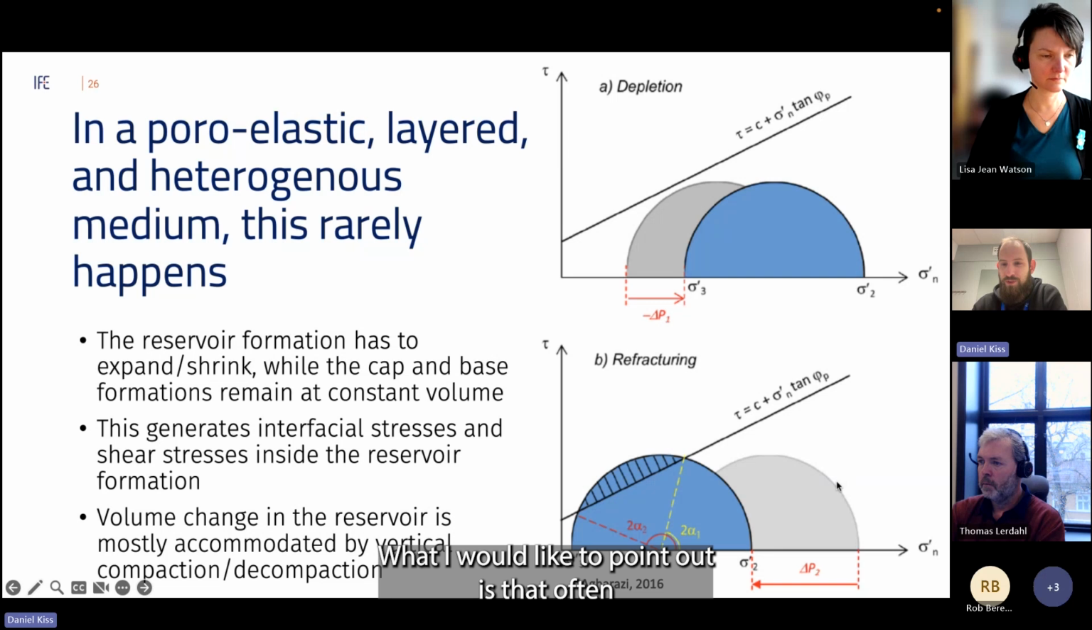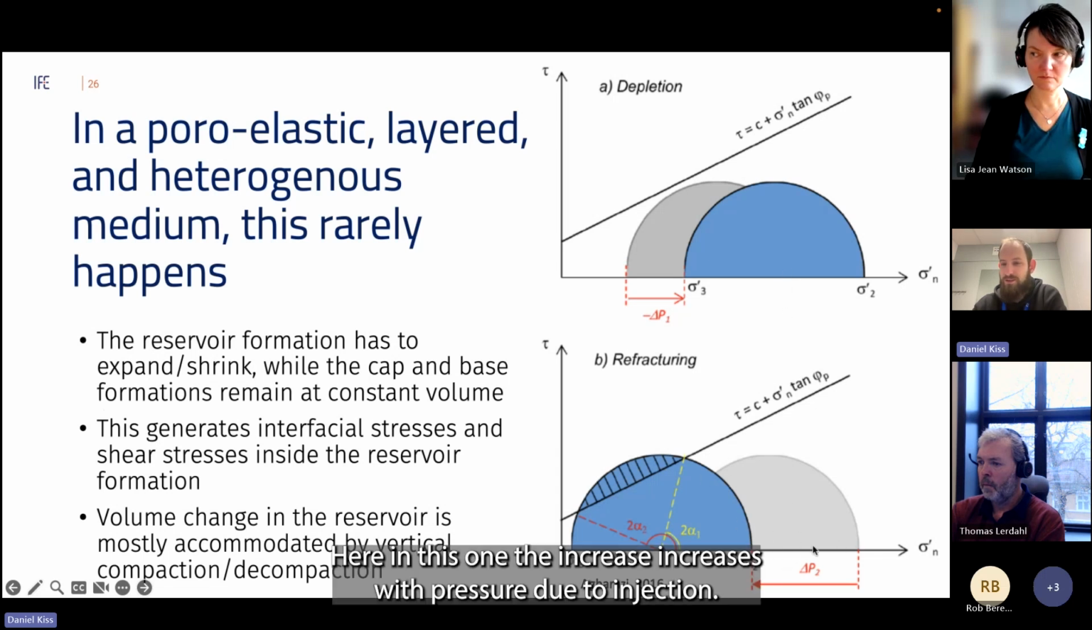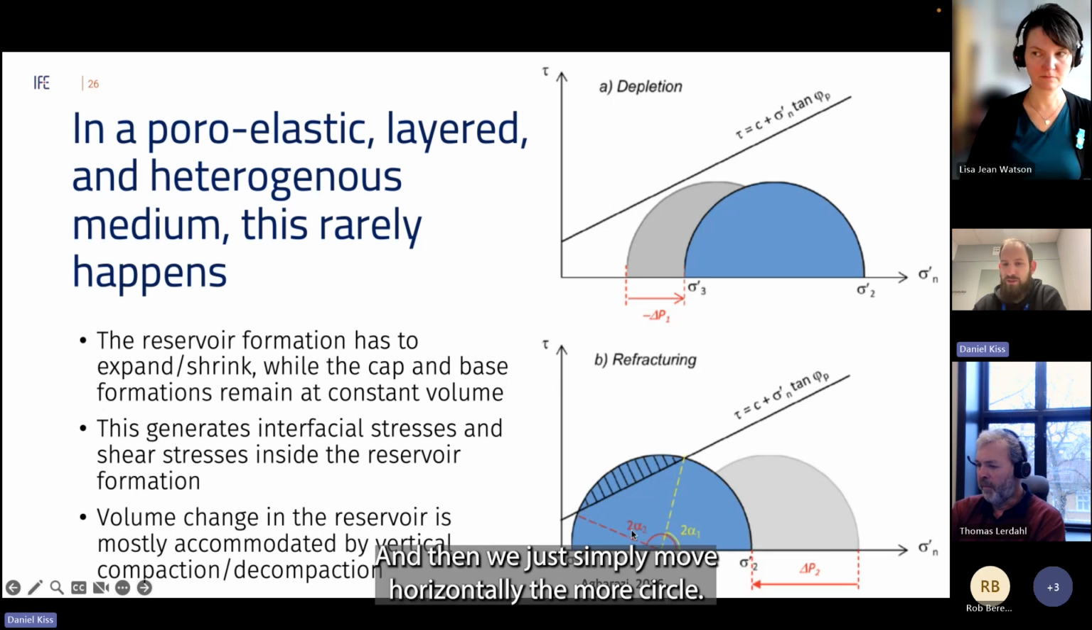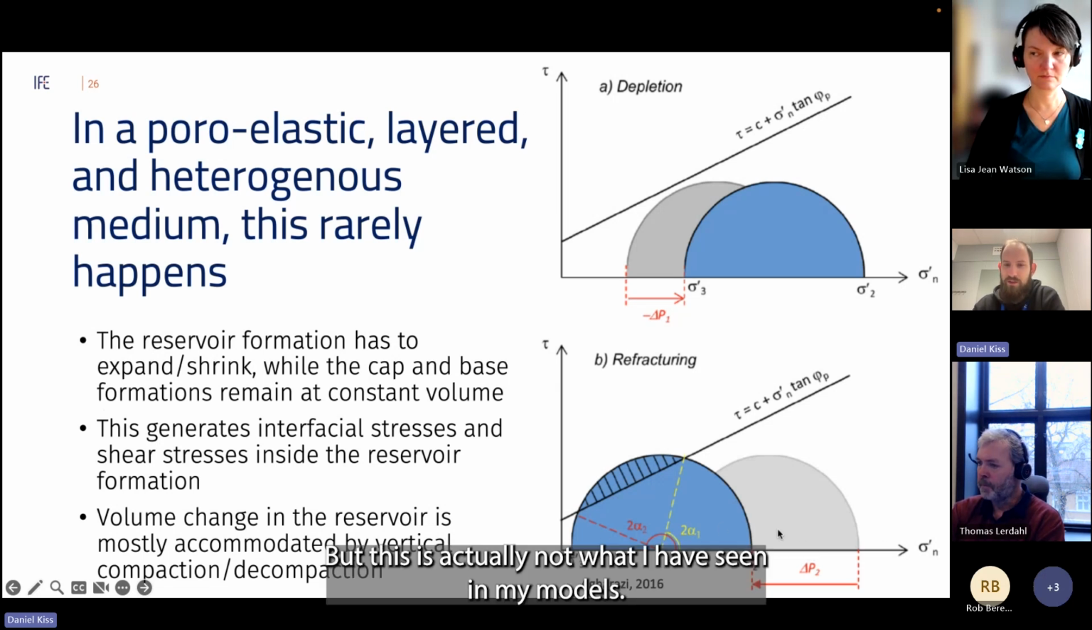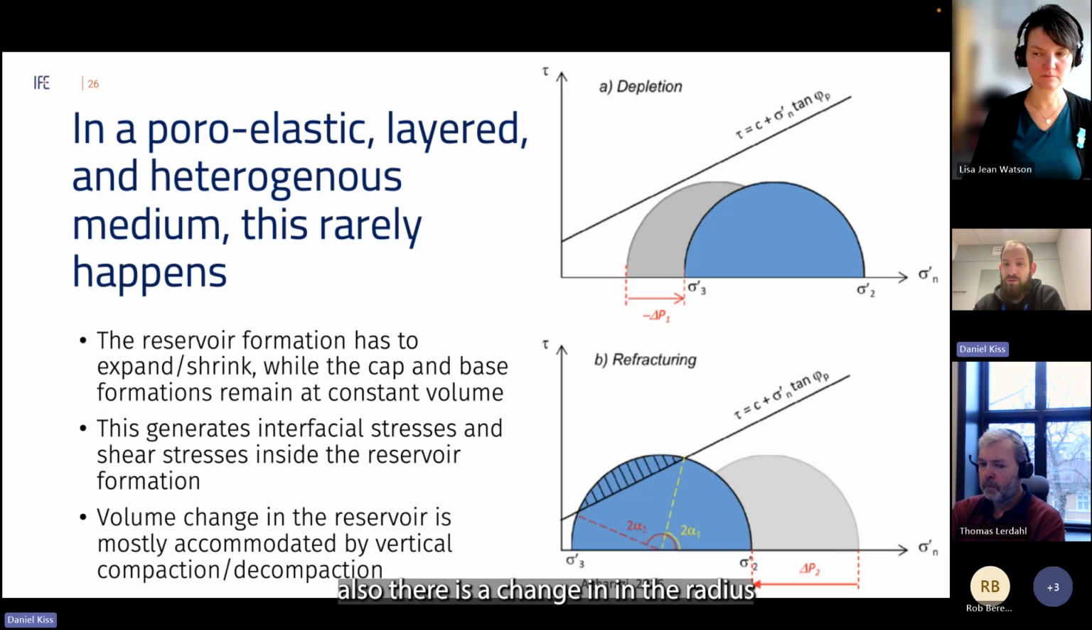What I would like to point out is that often what we use is this standard Mohr circle diagram, where we increase fluid pressure due to injection, and then we just simply move the Mohr circle horizontally. But this is actually not what I have seen in my models, and I ran many other models, not only this one. Usually I also see a change in the radius of the Mohr circle.